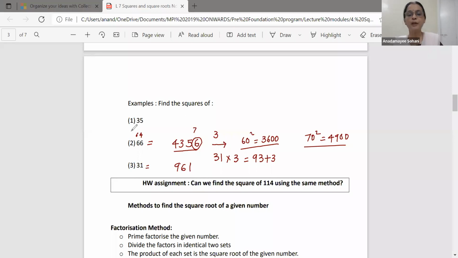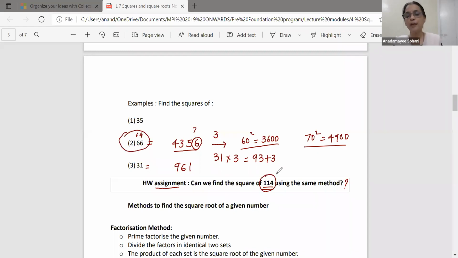You can take any 2-digit number and play a 10-second, 15-second game with your friends to see who comes out with the answer fastest. You can find the squares of all 2-digit numbers, and your homework assignment is, can we find the square of 114 using the same method? What can we do in that case? Can I use the same formula of 2-digit to find the square of 114?